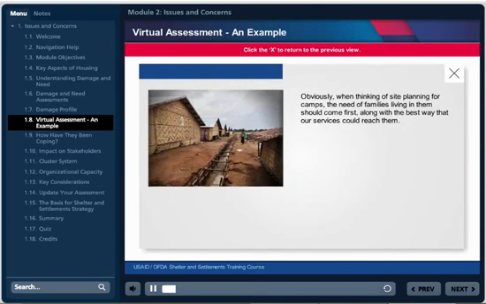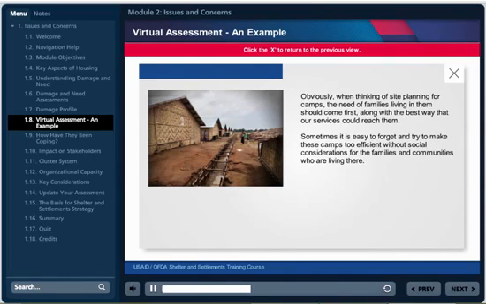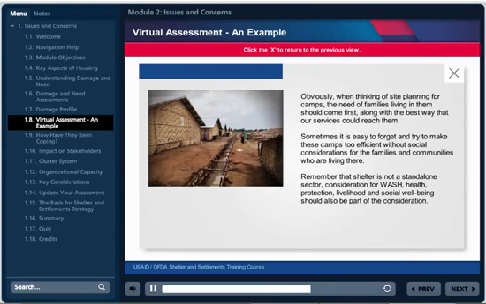Obviously, when thinking of site planning for camps, the need of families living in them should come first, along with the best way that our services could reach them. Sometimes it is easy to forget and try to make these camps too efficient without social considerations for the families and communities who are living there. Remember that shelter is not a standalone sector. Consideration for wash, health, protection, livelihood, and social well-being should also be part of the consideration.